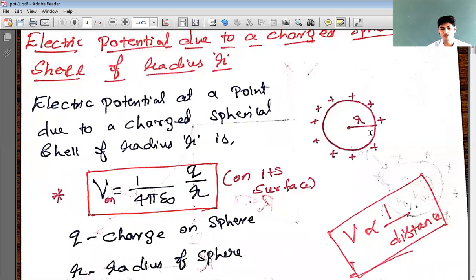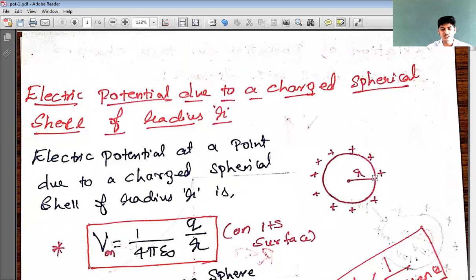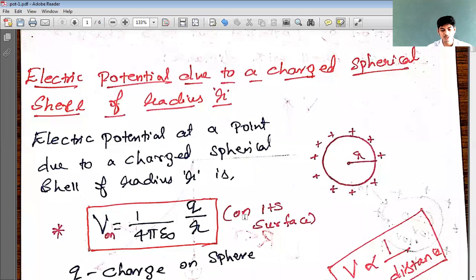See, on this sphere we have distributed some charge. That charge is q and its radius is r. So electric potential on the surface of a charged spherical shell is 1 by 4 pi epsilon naught q divided by its own radius. Notice, this is the formula for electric potential due to a charged spherical shell on its own surface: 1 by 4 pi epsilon naught q divided by its own radius r.